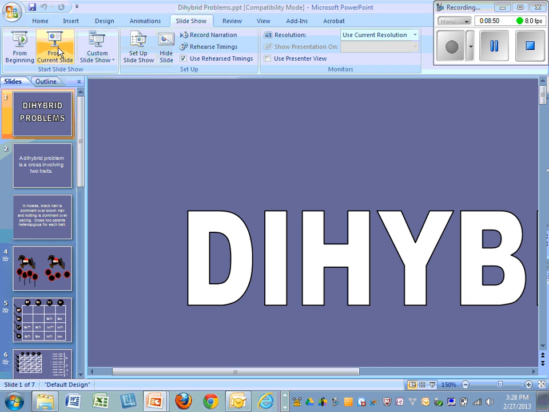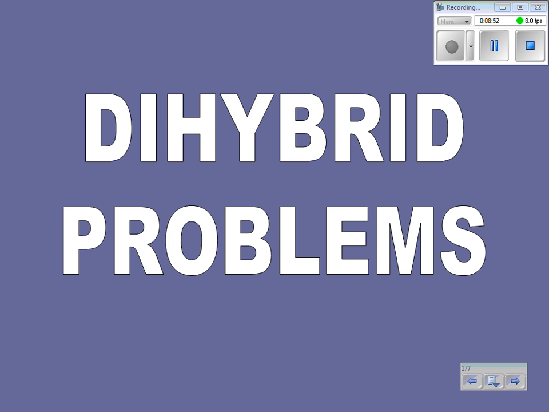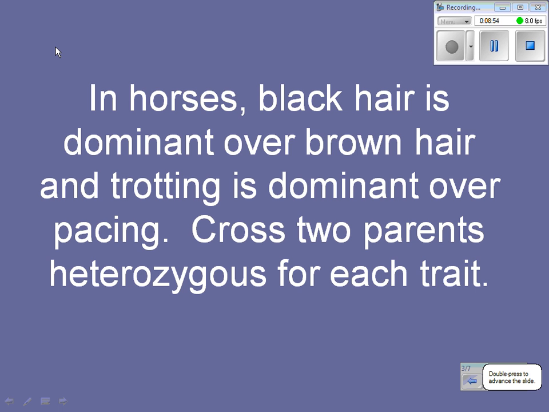Here's another example, dealing with horses. In horses, black hair is dominant over brown hair, and trotting is dominant to pacing. Cross 2 parents, heterozygous for each trait. So then this is just another example. You don't have to write this down if you don't want. If you would like to write this down on the back, you certainly can.